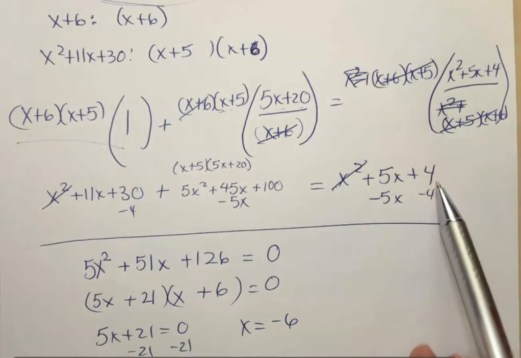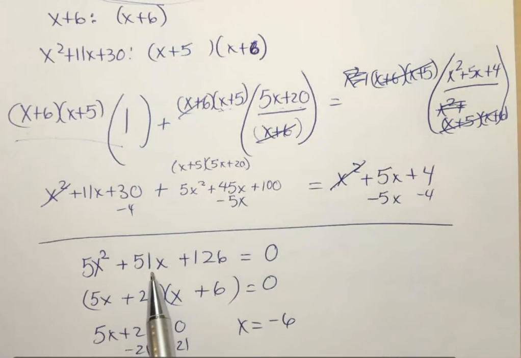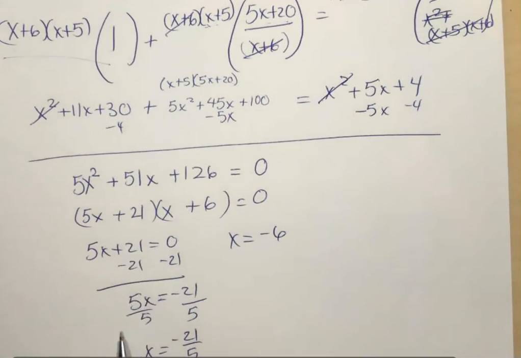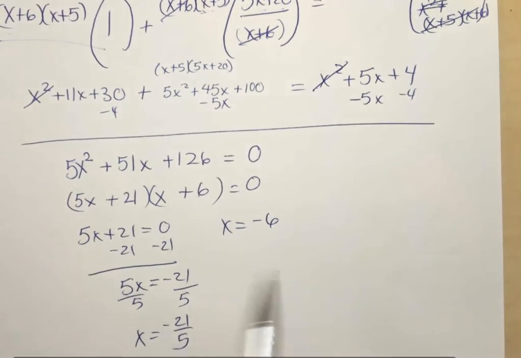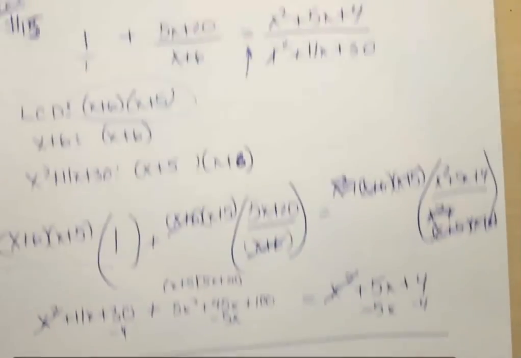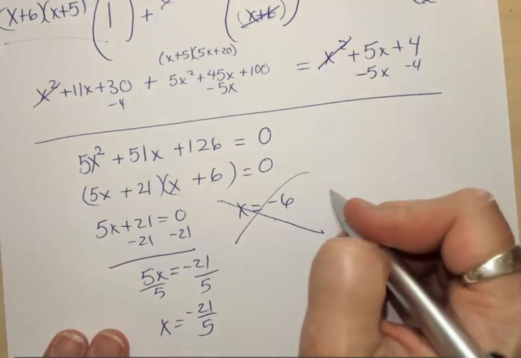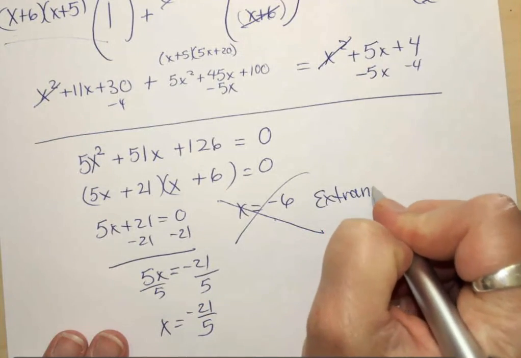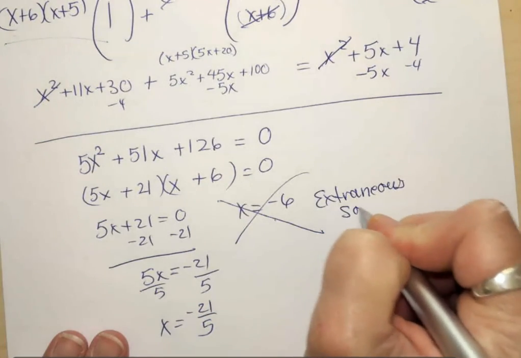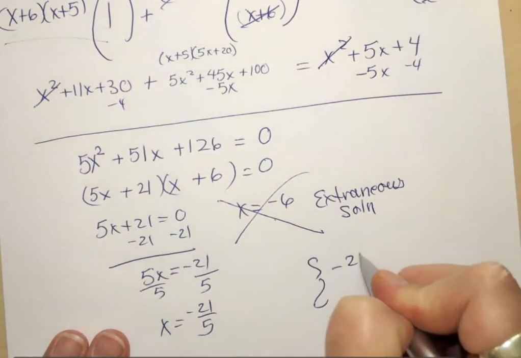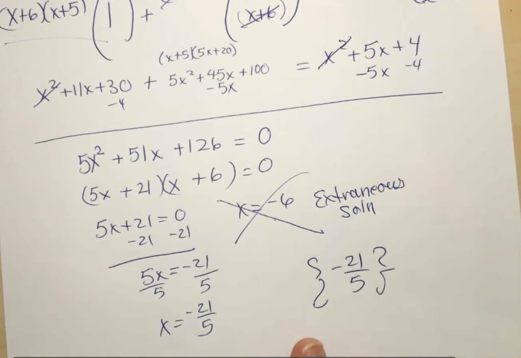All right, so I have brought everything to one side. I got 5x squared plus 51x plus 126. I factored that, and then I set each of those factors equal to 0, and I came up with two solutions, negative 21/5 and negative 6. But my problem is negative 6 makes this denominator 0, which is undefined. So we know negative 6 is an extraneous solution. It's one that we found, but it does not work. So my only solution would be negative 21/5. Super important in these that you check and make sure that it does not make a denominator equal to 0.